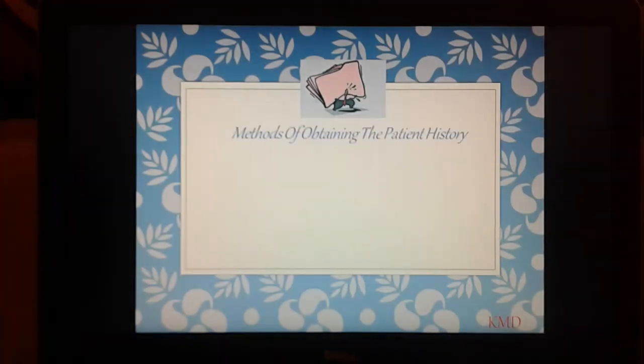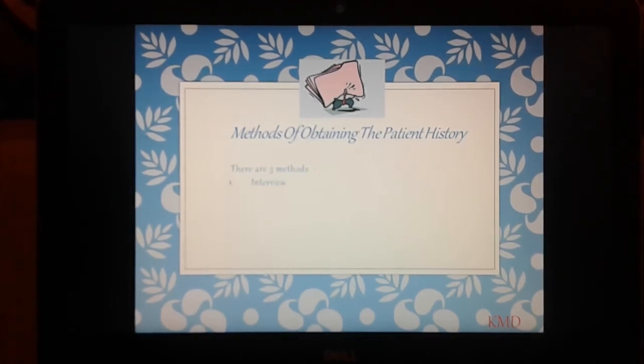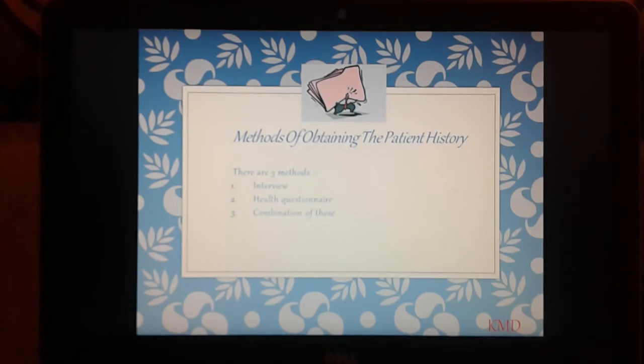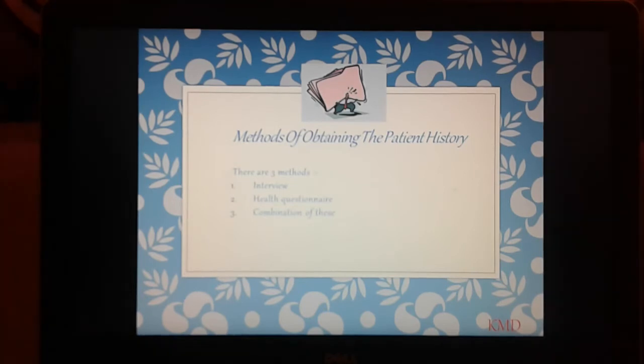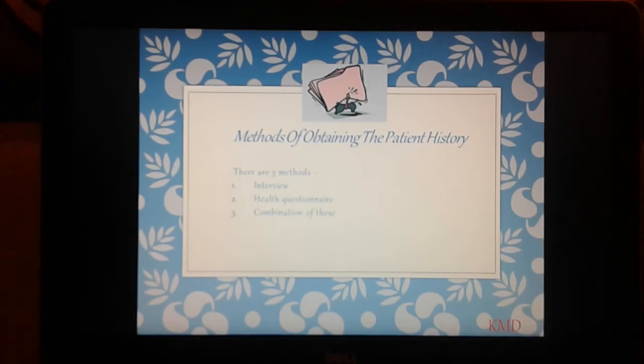Moving ahead to the methods of obtaining a patient history, there are basically 3 methods of obtaining a case history. The first one being the interview, the second one is the health questionnaire, and the third one is a combination of the above. In an interview, the patient is asked about his or her health condition in an organized fashion. The patient is allowed to discuss any problem fully. The main disadvantage of an interview is this method depends on the dentist's skill as an interviewer and also requires time to be done well.